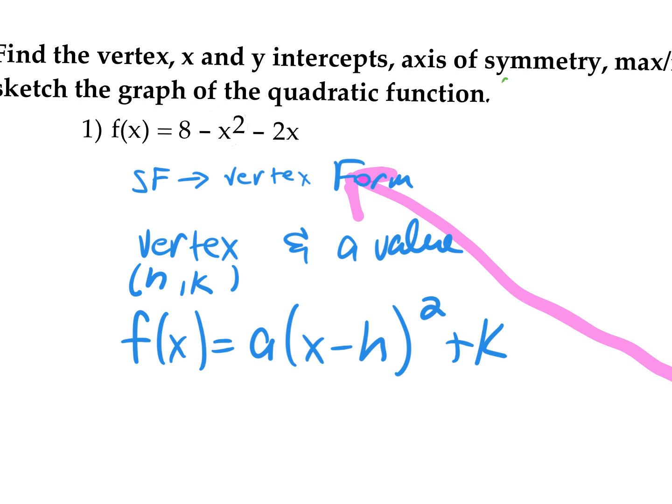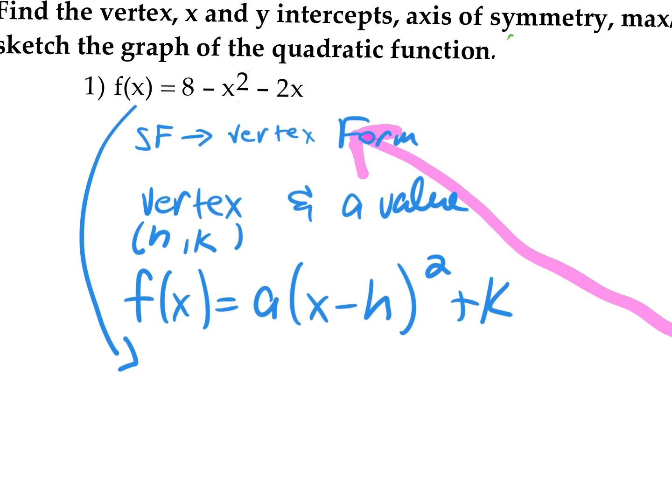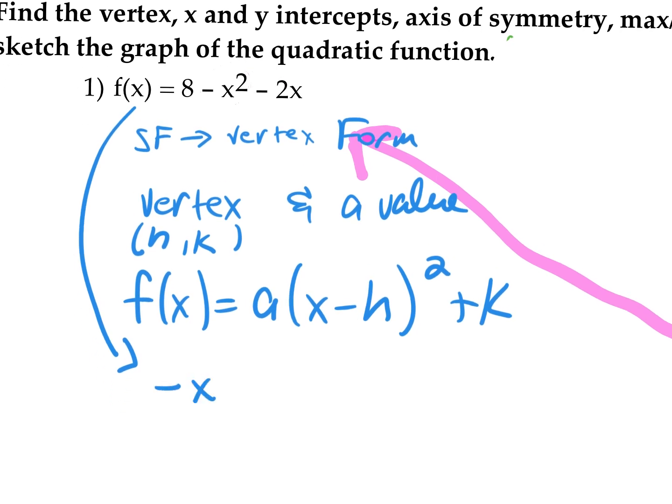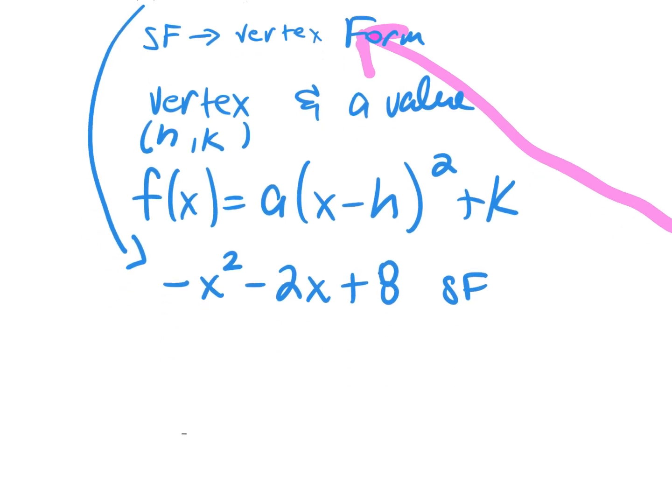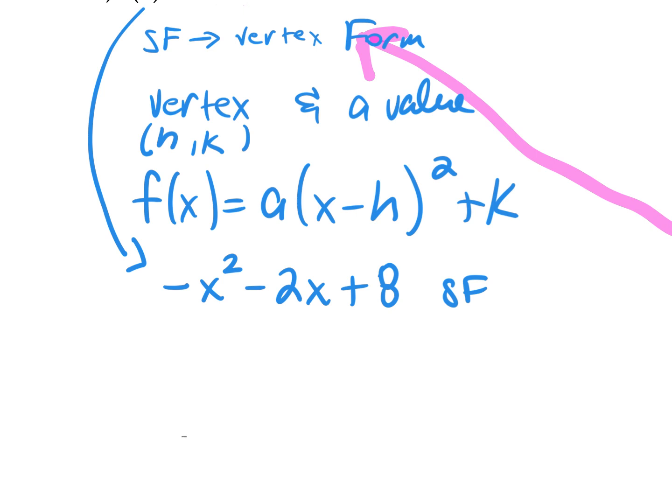So if we take this first example, and you're going to write this, first of all, in standard form. How would you rewrite this so it was in standard form? Negative x squared minus 2x plus 8. This is in standard form. If we're going to go to vertex form, I can now identify what my a value is. What is your a value? Negative 1, good, the number in front of x squared.